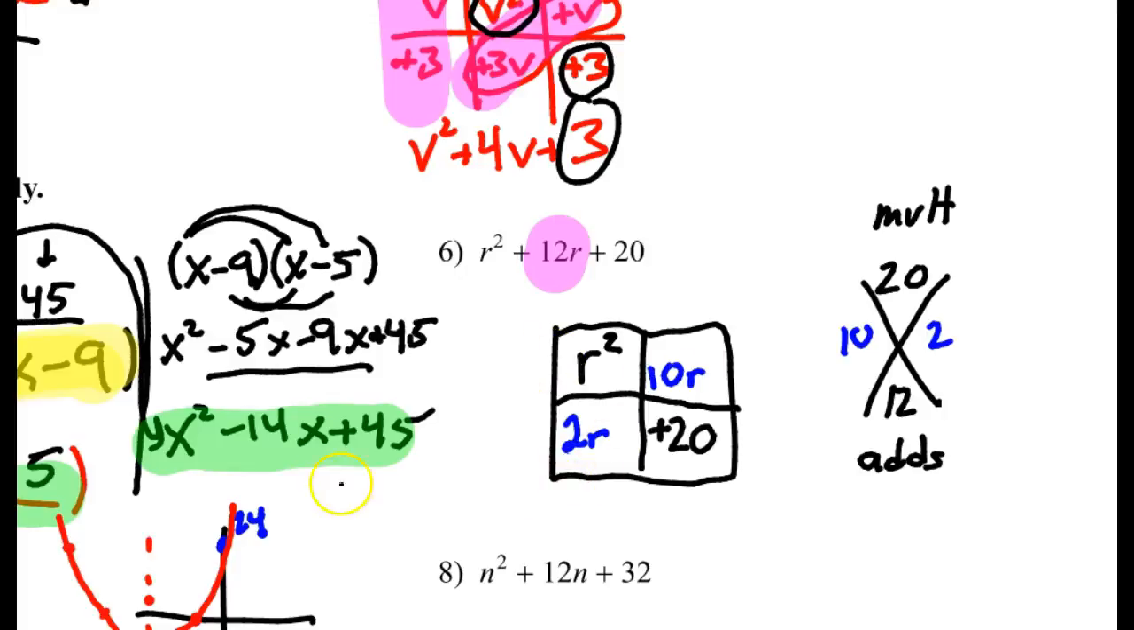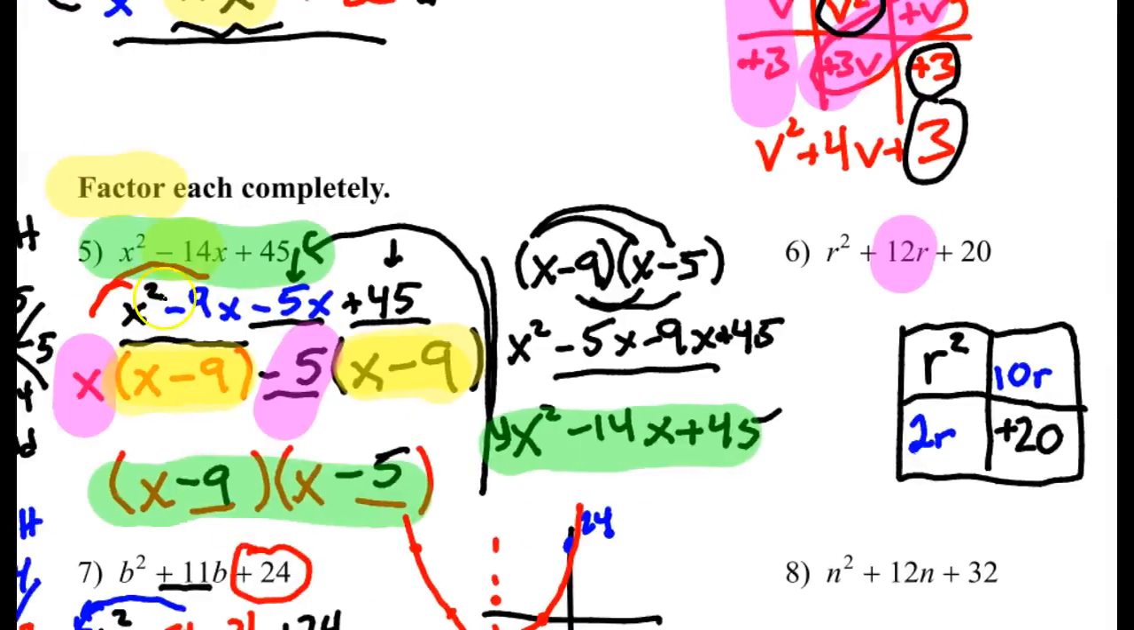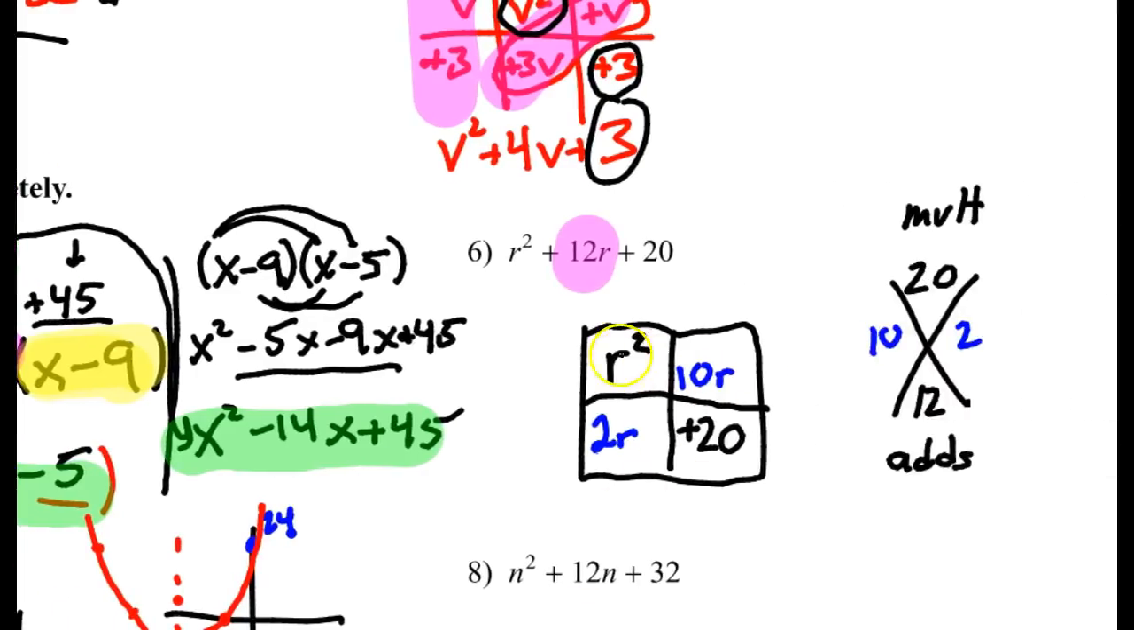All right, and now I'm pretty much doing, at this point, the same thing I did right here. I'm pulling something out. What did both x squared and 9x have in common? They had an x in common. So same thing here. What do both of these have in common? R squared and 10r? They both have an r in common. So it's the same thing, just looking at it a different way. R times what is r squared? R. R times what is 2r? 2. 2 times what is 20? 10.